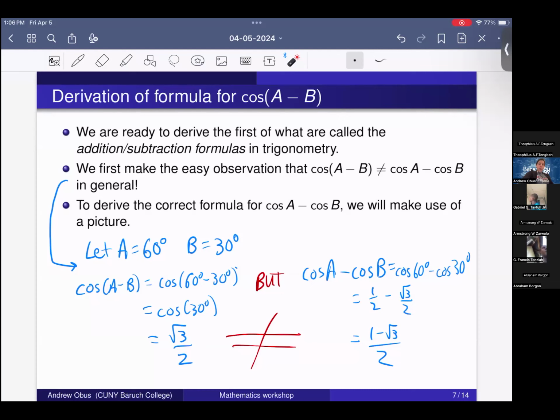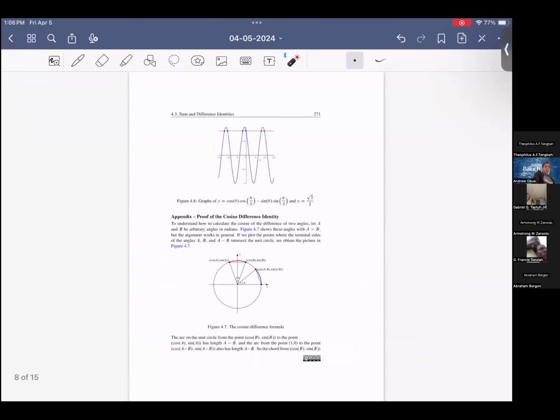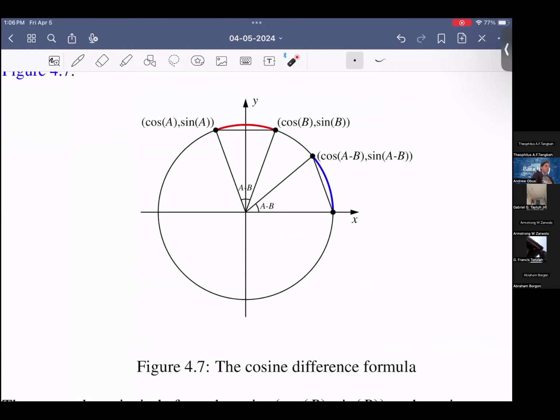Okay, so what is the formula? Let's try to actually derive it. The formula that we're going to derive is going to be based on this picture over here. So let's say that we want to figure out what is cosine of A minus B. Well, let's try to draw a picture where this appears.